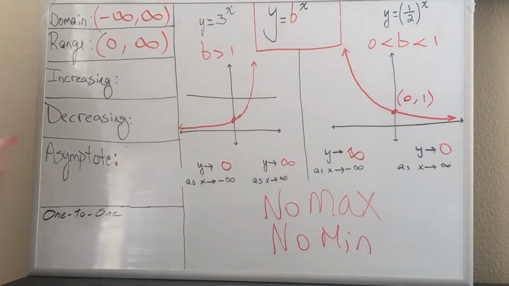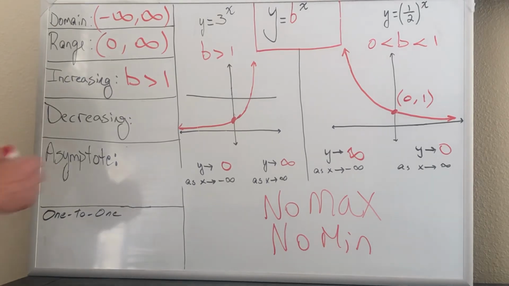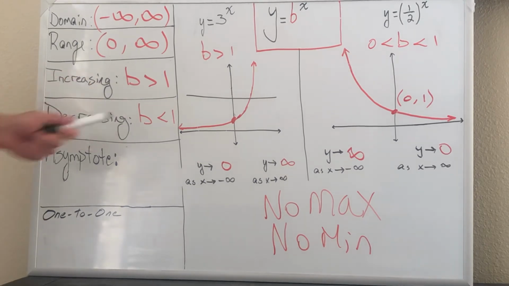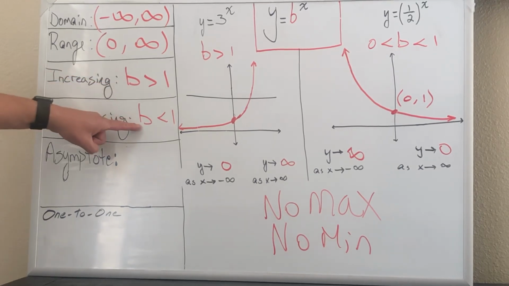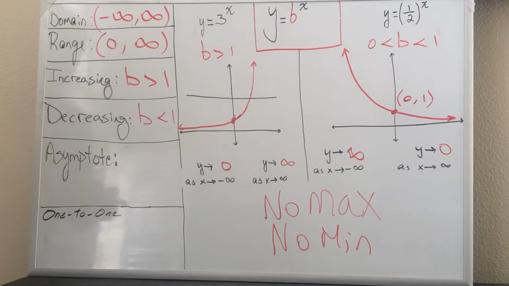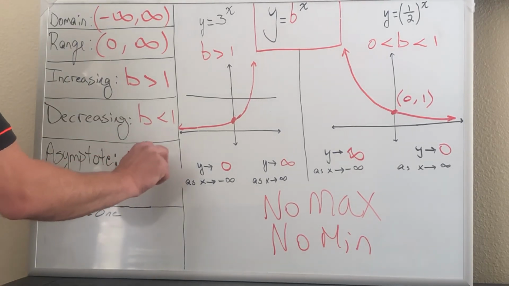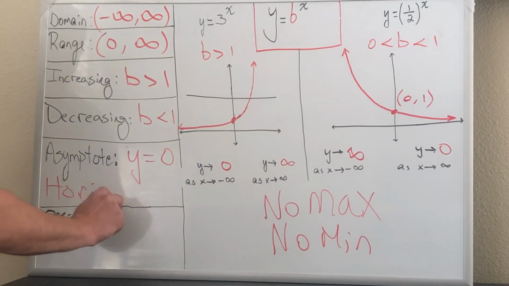That means the outputs of an exponential function are always positive. The exponential function is increasing if b is greater than 1, decreasing when b is less than 1. In fact, the number b in applications is called a factor. In this case, it's a growth factor. In this case, a decay factor. Growth factor, decay factor. There is an asymptote. The x-axis is the asymptote. The equation for the x-axis is y is equal to 0. And this asymptote is horizontal.